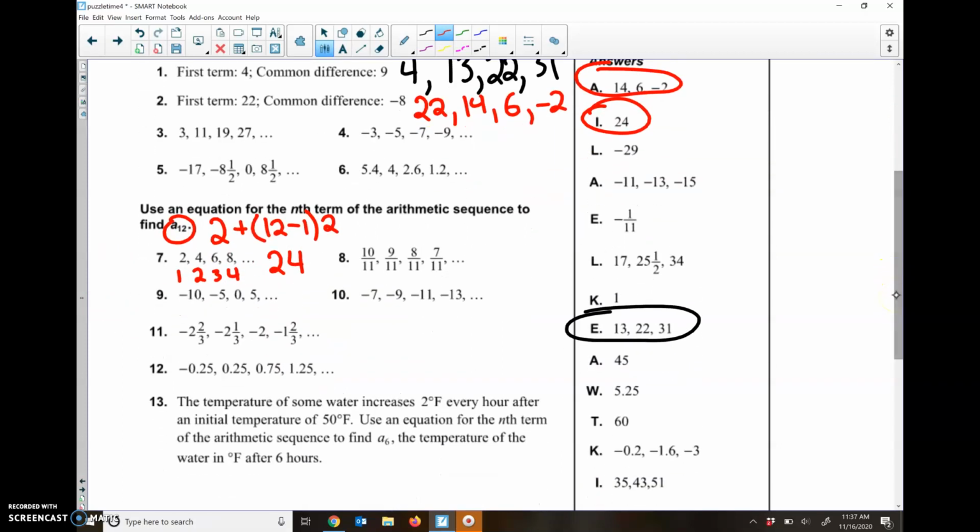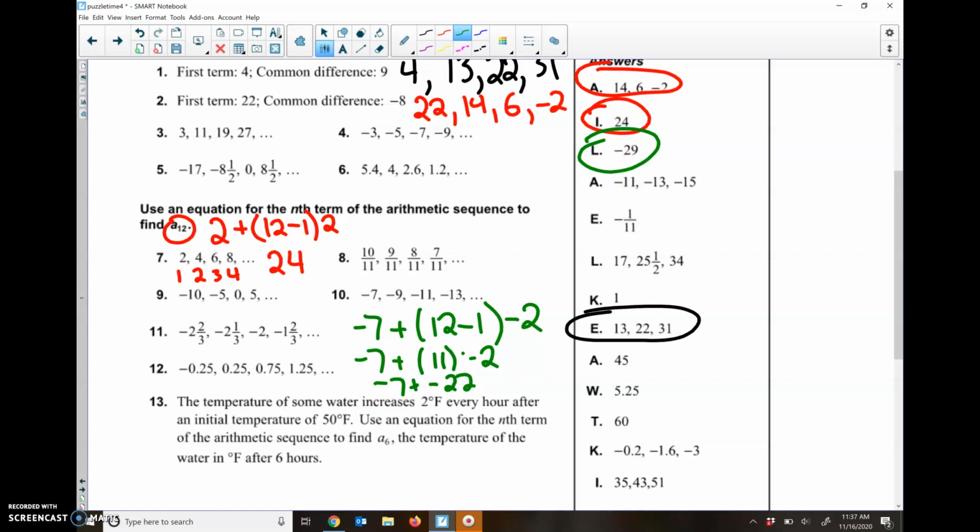Okay, let's do number 10 as well. So it looks like I'm starting with negative 7 as my first term. Same thing, I'm looking for the 12th term, so 12 minus 1. And then now here it looks like I'm subtracting 2 each time, so it's going to be a negative 2 there. So same steps, 12 minus 1 is 11, times a negative 2 there. So that gives me a negative 22, and then negative 7 plus negative 22 is letter L there, negative 29.